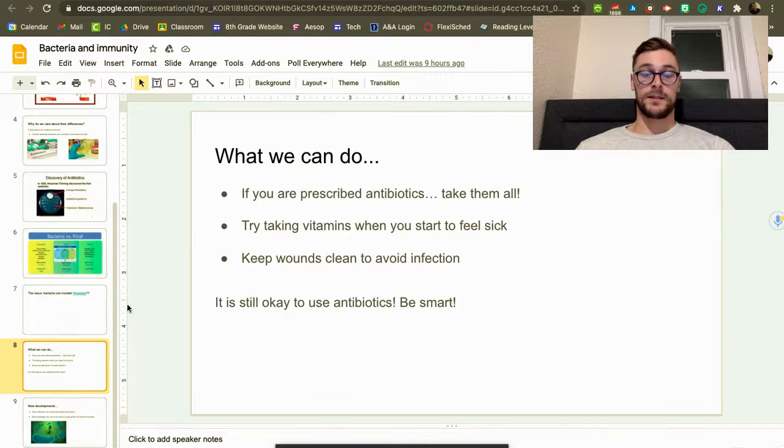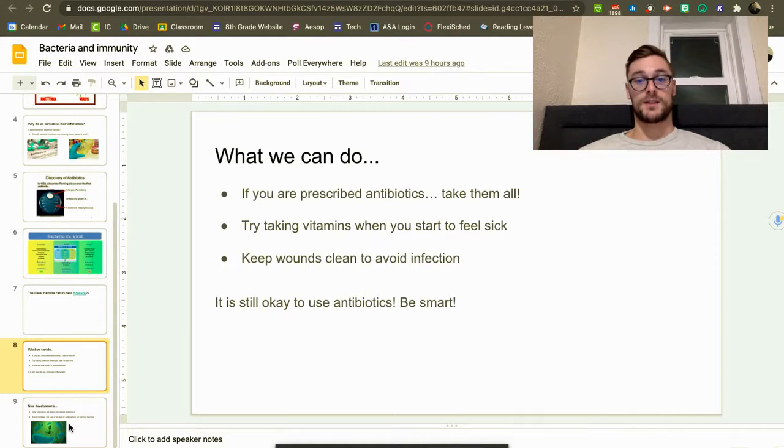Keep wounds clean, obviously, to avoid infection. If you fall or something, clean it up. And it's okay to use antibiotics. Just don't become overdependent on them, because if you use a bunch of antibiotics, the bacteria will mutate, and as we have seen from natural selection, the strongest survive. The ones that are resistant to that antibiotic will be the ones that end up surviving and passing those traits on and on and on.